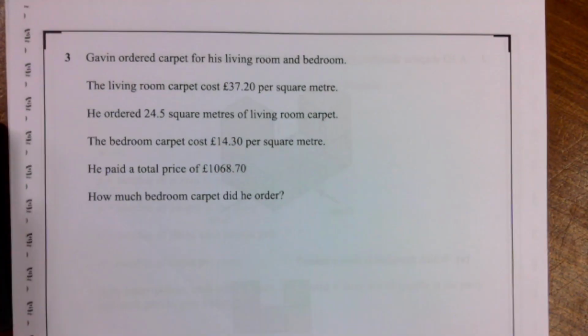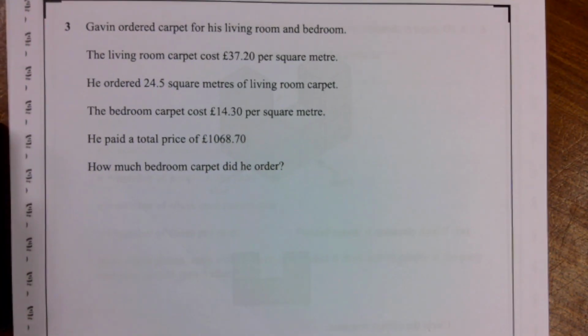Question 3. Gavin ordered carpet for his living room and bedroom. The living room carpet costs £37.20 per square metre. He ordered 24.5 square metres of living room carpet. The bedroom carpet costs £14.30 per square metre. He paid a total price of £106,870. How much bedroom carpet did he order?